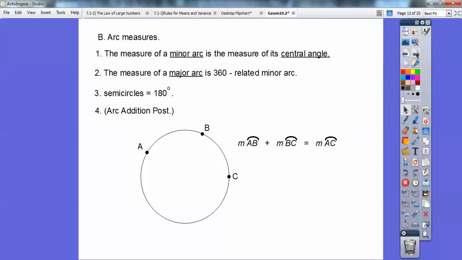Arc addition postulate. You've heard of segment addition postulate, and you've heard of angle addition postulate. Well, it's the same thing. Arc addition postulate just means that this arc right here, arc AB, plus this arc right here, arc BC, equals the entire arc, arc ABC. I like to say piece plus piece equals the whole piece, just like angle addition postulate and segment addition postulate.